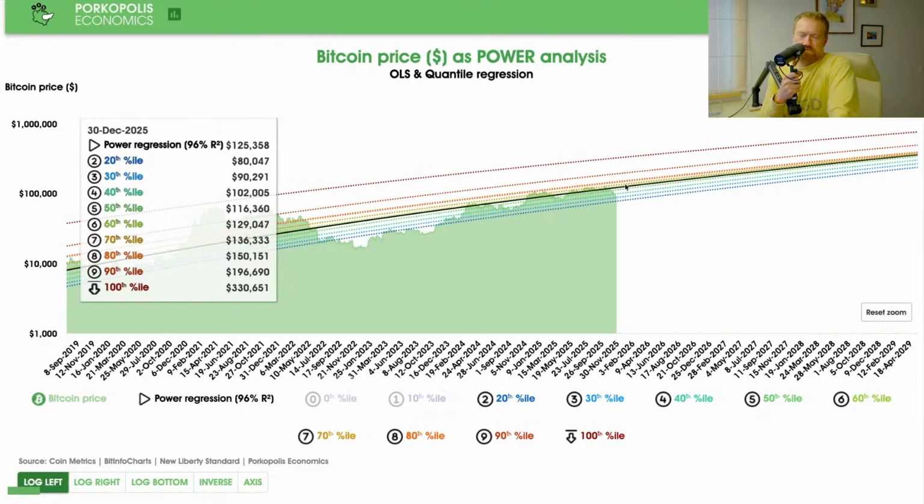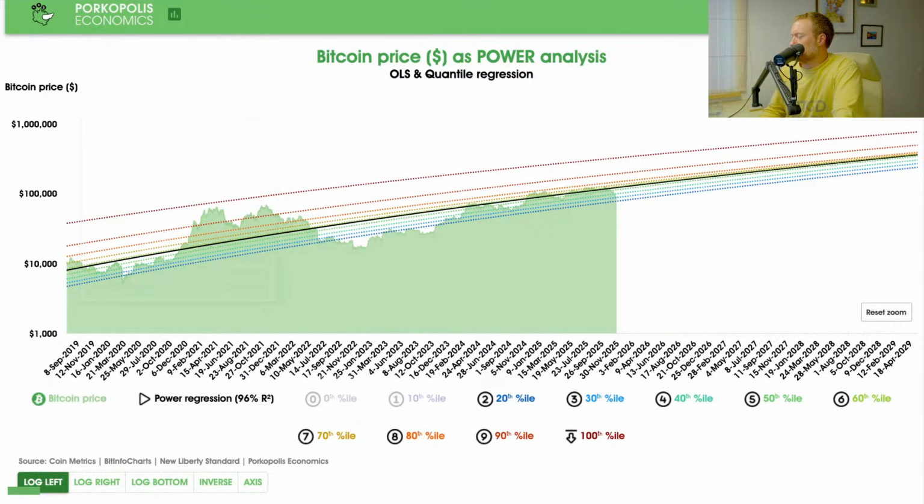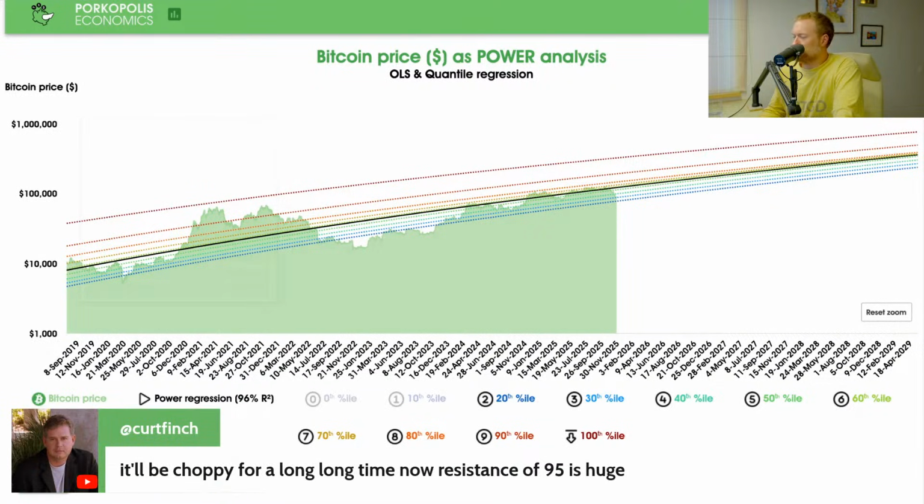There you go. 80% confidence says we're above 80K by the year end. Yeah. You're right. You're absolutely right. 95 is the crucial area. I got to get some more charts on that.